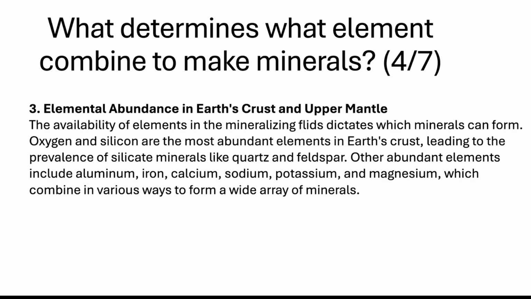Oxygen and silicon are the most abundant elements in Earth's crust. So that leads to the prevalence of silicate minerals like quartz and feldspar. Other abundant elements include aluminum, iron, and calcium, and they combine in various ways to make a wide array of minerals, mostly silicates.